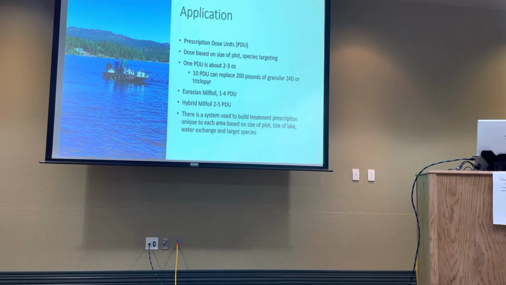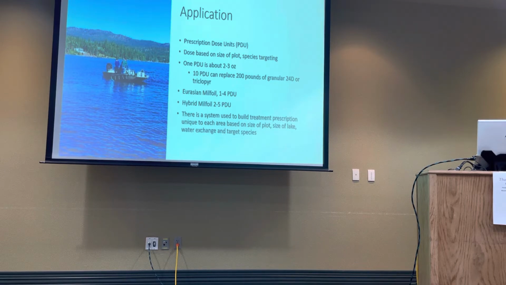So the application of ProcellaCOR is a little bit different than other herbicides. They came up with a dosing unit called a prescription dose unit, a PDU. It's based on the size of the plot and the type of species targeted, hybrid or Eurasian. So one PDU is about 2 to 3 ounces. One PDU can replace about 200 pounds of granular. So it's a huge reduction in handling and labor for the applicators.